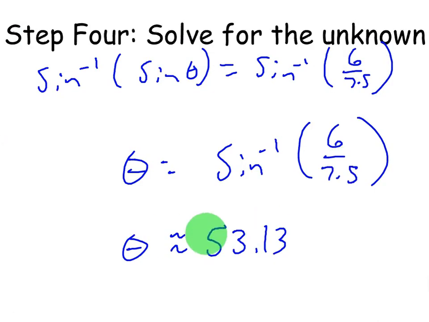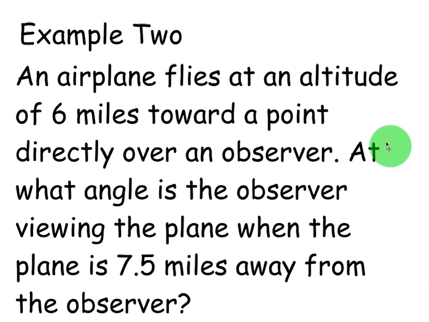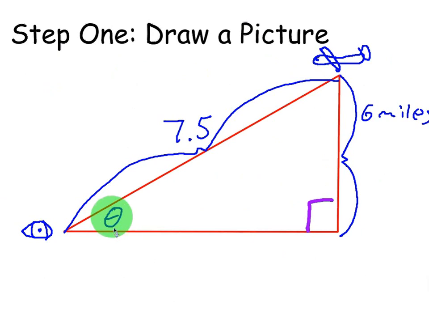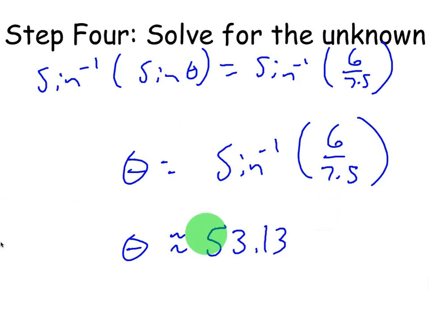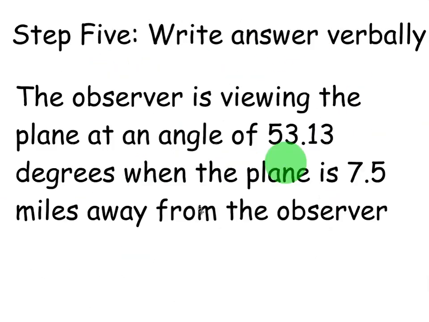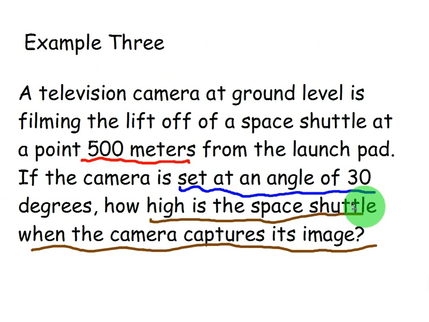And again, to put this in context, the question is asking at what angle is the observer viewing the plane. In other words, what is this angle right here? The answer we just figured out, which is 53.13. We'll answer that verbally: the observer is viewing the plane at an angle of 53.13 degrees when the plane is 7.5 miles from the observer. That's it. This might actually be the easiest part of all of this because it's more or less calculator work. It's more or less just getting the variable by itself.